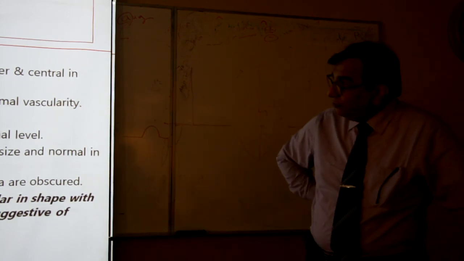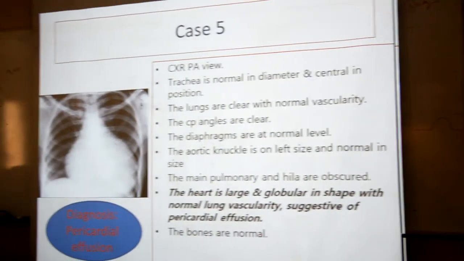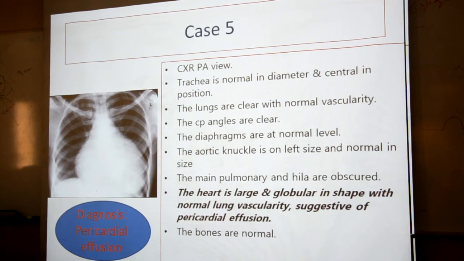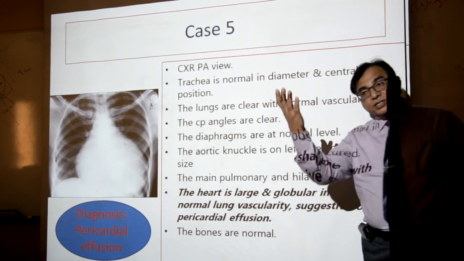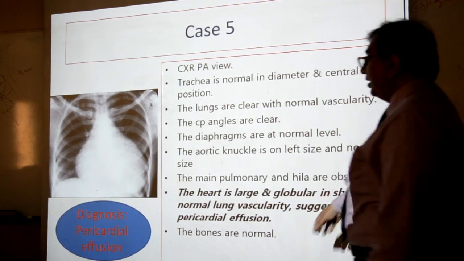What else have you not described? Costophrenic angles are normal. On the right side, which is the obvious one, the left one is okay, fine. There is no fracture of any bones. The apex is revealed to the left, of course. So what is your conclusion? Cardiomegaly. The globular shape of the heart suggests some specific pathology. Globular shape heart is due to? Pericardial effusion.